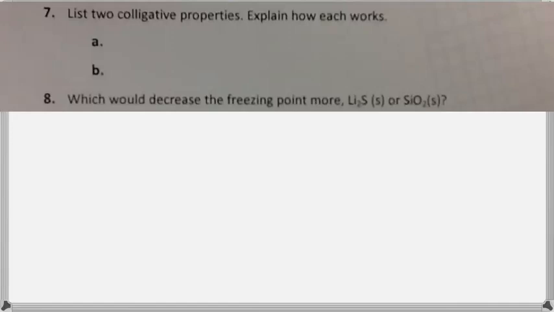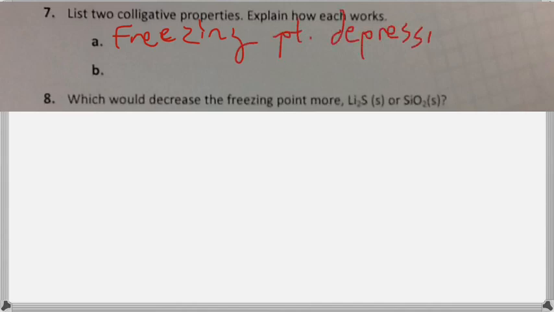This is conchem Unit 15 review. We're doing questions 7 and 8. So the first question asks about two colligative properties, and they want you to explain how each one works. The first property is going to be freezing point depression. We'll put FPD for freezing point depression. In other words, it's going to lower the point at which the substance or the liquid will freeze.